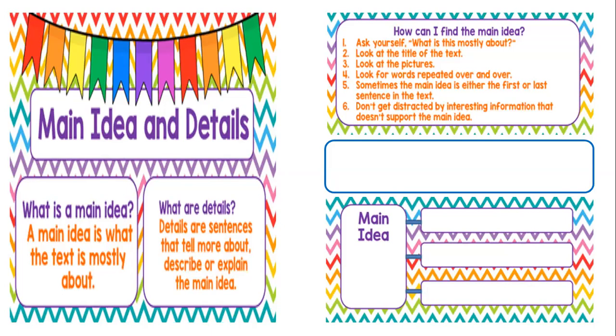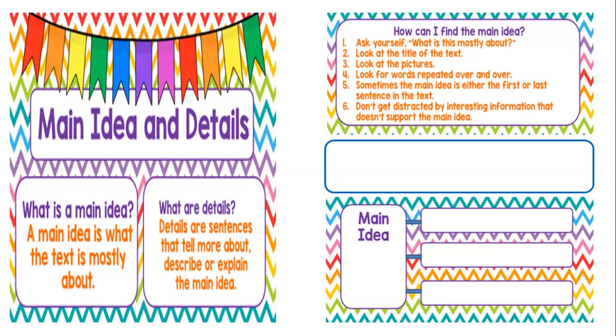How can I find the main idea? Ask yourself, what is this paragraph or this story mostly about? What does it talk about? Look at the title of the text. For example, we have this page. The title of this page is Main Idea and Details. So I know that all this page talks about the main idea and details.